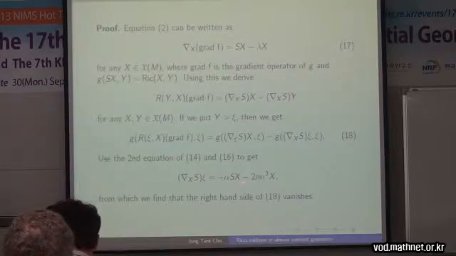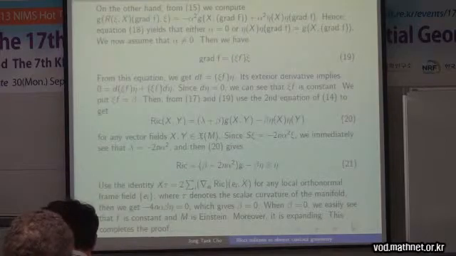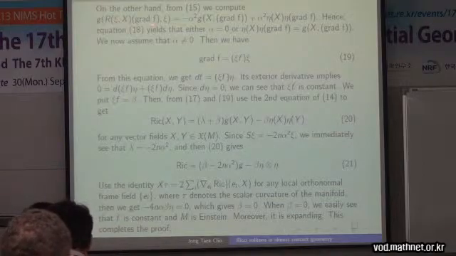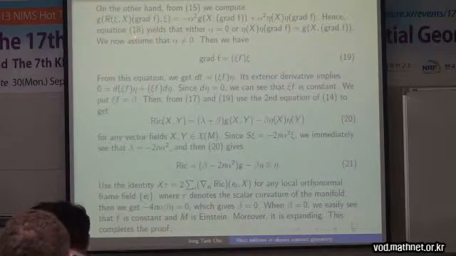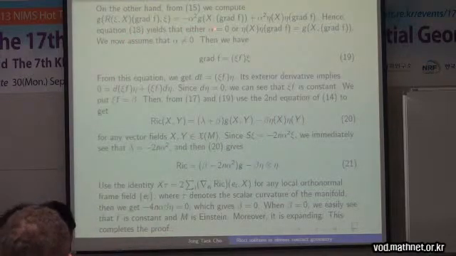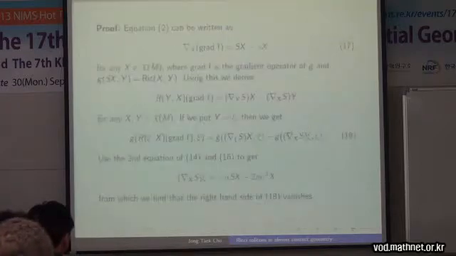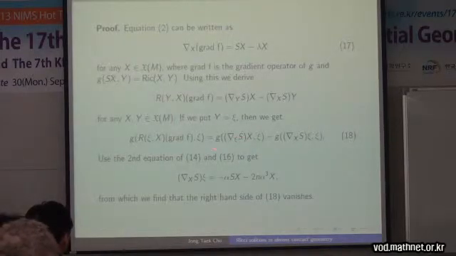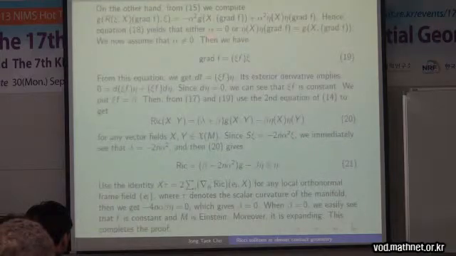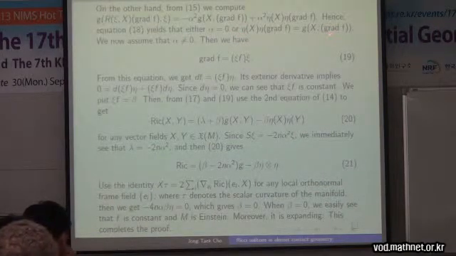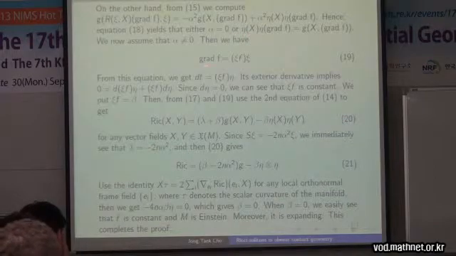Then to get this, from which we find the right hand side of this vanishes. And from 15 we compute this part. Hence, equation 18 says that either α is 0 or this. Then from this relation we have that the gradient of f is proportional to ψ.